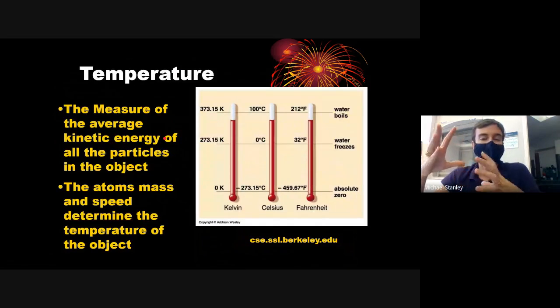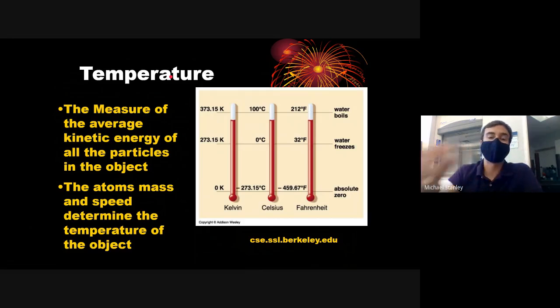So how is this related to temperature? How can we actually measure how much energy is in a substance? So temperature is that measurement. To us, in our normal everyday usage, it tells us about how hot or how cold it is outside, right?